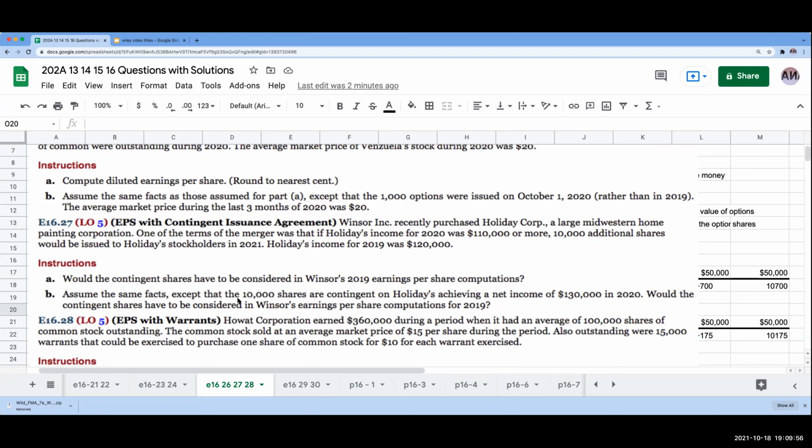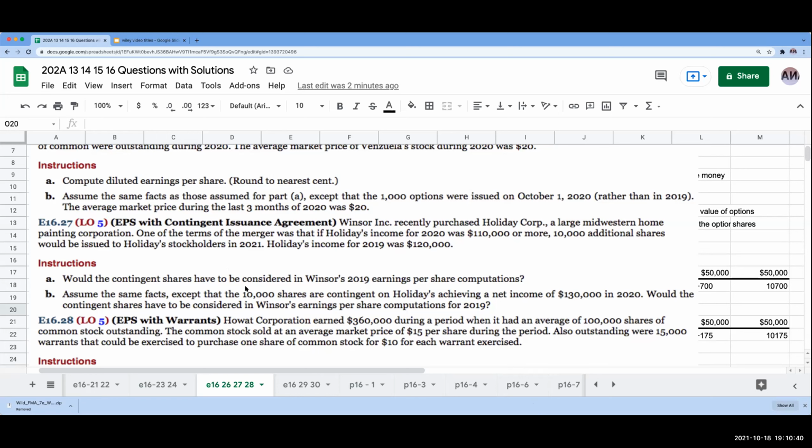Assume the same facts except that 10,000 shares are contingent on Holiday's achieving net income of 130,000 in 2020. Would the contingent shares be considered in earnings per share computations for 2019? So I think the reason why is that in the previous one, you have to make 110,000 or more, and they've already met the threshold. That's why the text is saying you've got to include it. For this one, though, the earnings level is not being attained. This is what the book is saying: you would not include it.